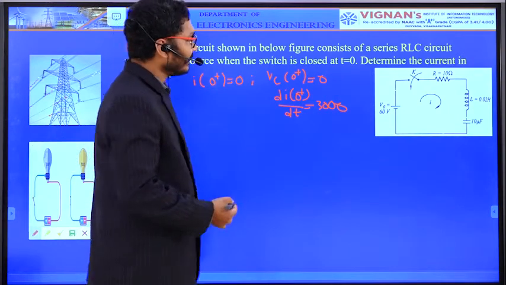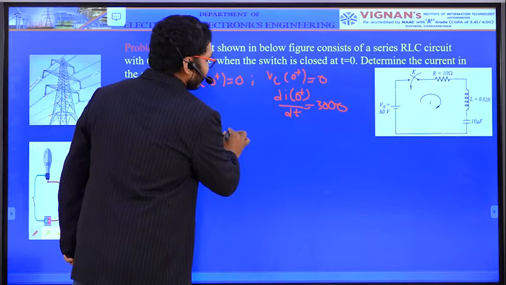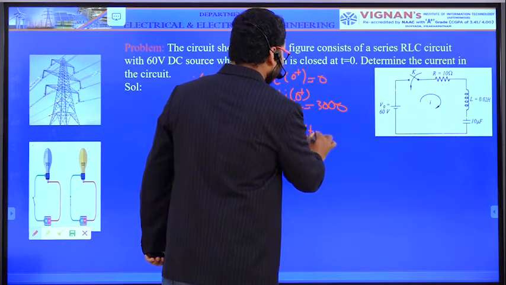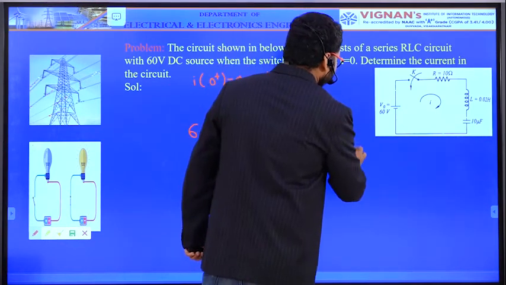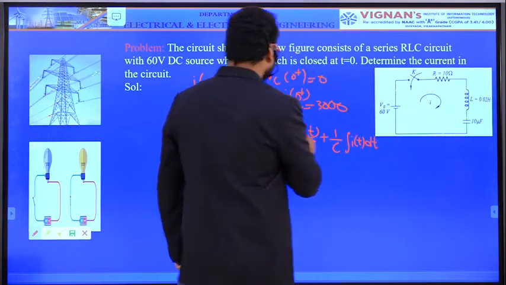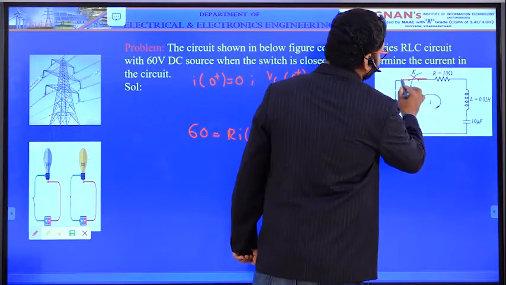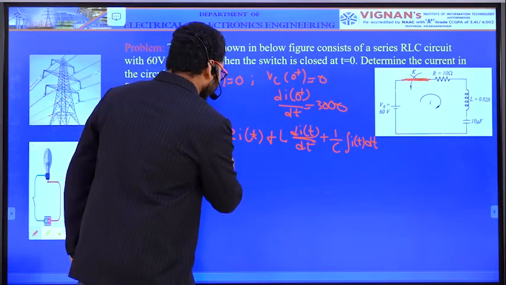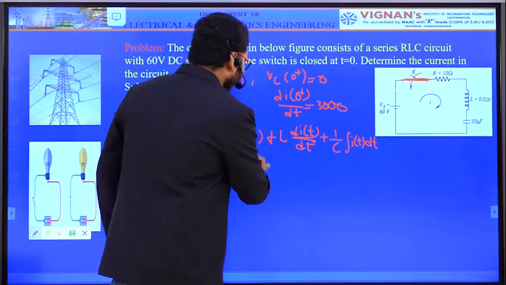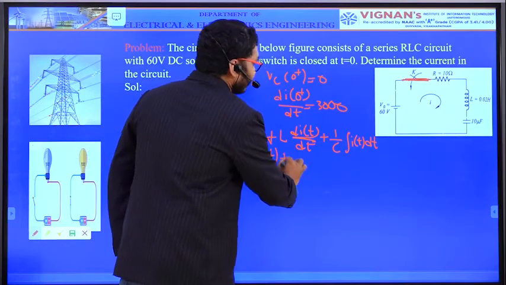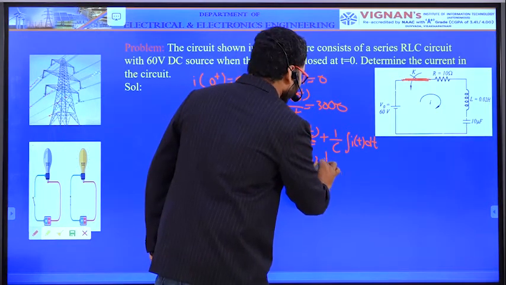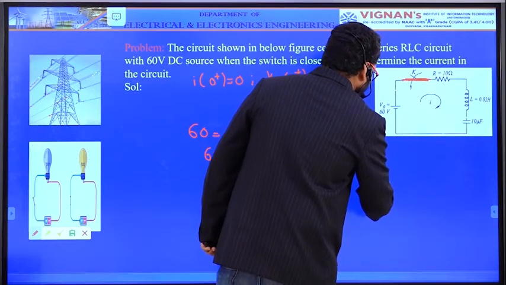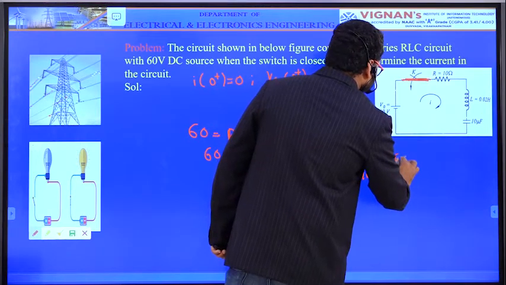Next, apply KVL to the circuit. So 60 equals R into I(t) plus L into di(t)/dt plus 1 by C integral of I(t) dt. When t is greater than 0 and the switch is closed, we apply KVL. R is 10, so 10 into I(t), plus L is 0.02 di(t)/dt, plus 1 by C, that is 1 by 10 to the power of minus 6, integral of I(t) dt.